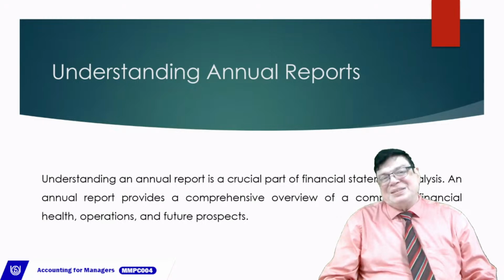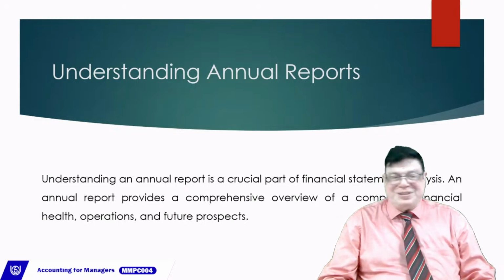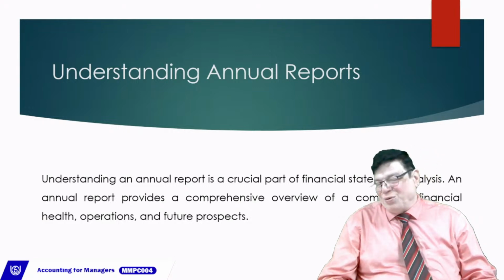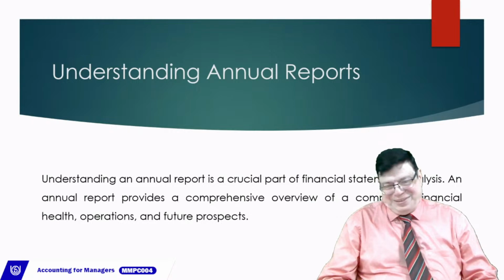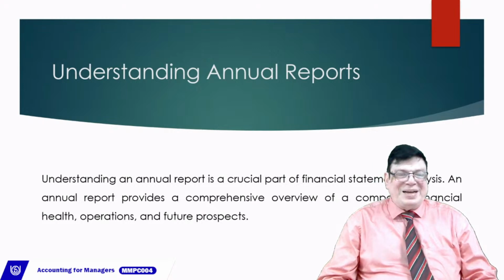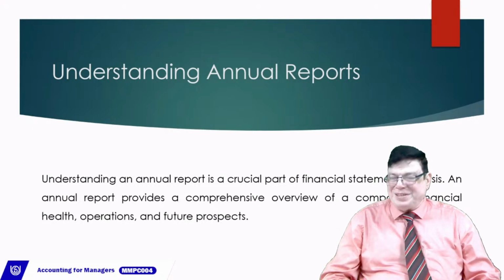Now, understanding annual reports. Just now we discussed, on 31st March the financial year closes, 1st April to 31st March. After this, the company will prepare its balance sheets. Then the balance sheets are audited by the chartered accountant. After that, the annual report is prepared. And understanding an annual report is a crucial part of financial statement analysis.